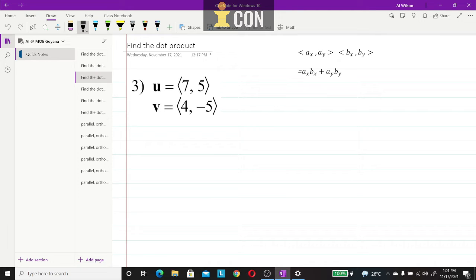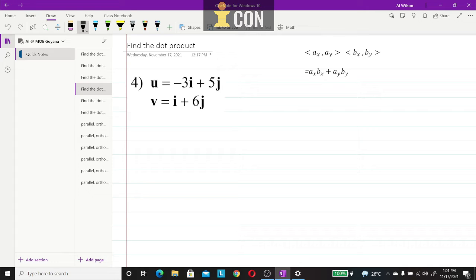So moving on to number 3, here we have u dot v, and this is going to be equal to 7 times 4 plus 5 times minus 5. So 7 times 4 is going to give me 28. 5 times minus 5 is going to give me minus 25. Thus my answer here will be 3.